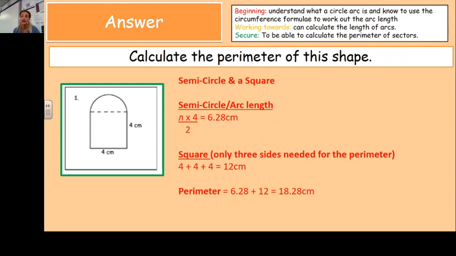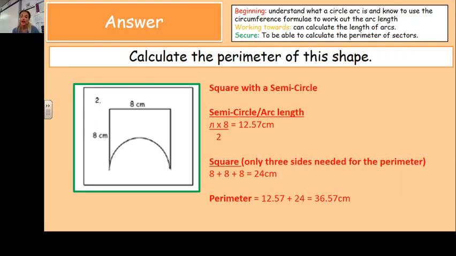Remember, perimeter is around the outside of a shape, so that 4th length is not going to be included. So, those 3 sides, 4 add 4 add 4, give us 12 centimetres. So then to work out the final perimeter of the whole shape, you're going to do 6.28, add the 12, which gets you a final perimeter of 18.28 centimetres.